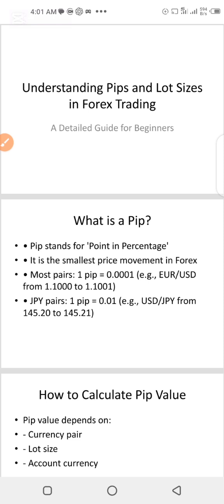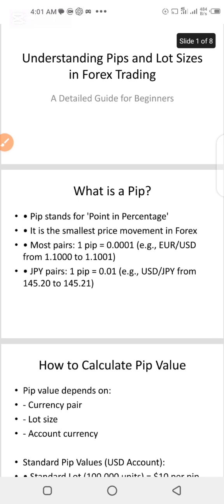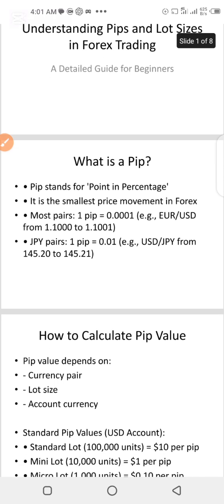Understanding pips and lot size in forex trading: a detailed guide for beginners. So what is a pip? Pip stands for percentage in points. It is the smallest price movement in forex. For most pairs, 1 pip is equal to 0.0001. Example, EUR/USD.